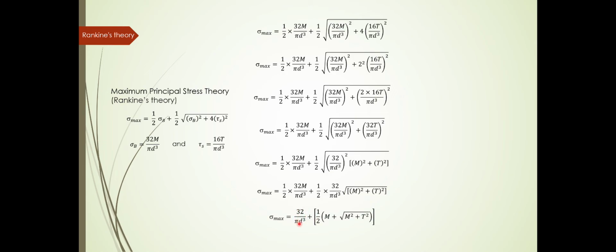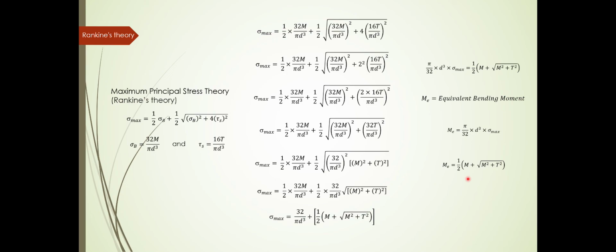So bring this 32 over pi d cubed to the other side. So you have pi d cubed over 32 times the sigma max. Then we introduce the term ME, which is the equivalent bending moment, to be equal to pi over 32 d cubed times sigma max, or also can be equal to half M plus square root of M squared plus T squared.